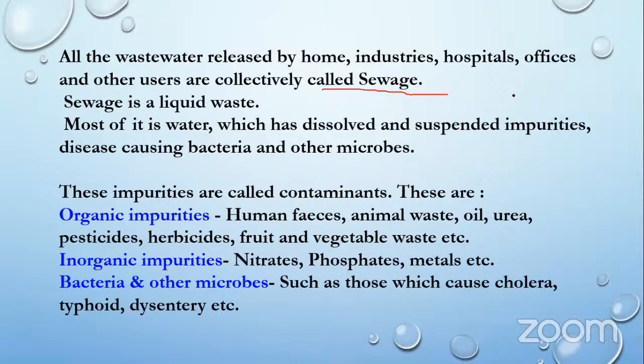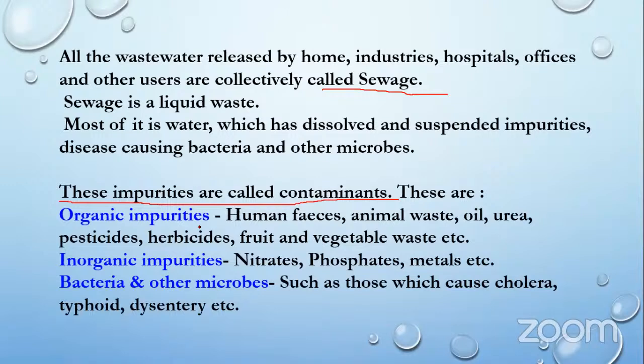So broadly, these impurities are called contaminants. Okay, all these words you have to know the meaning. The impurities which are present in the sewage water are called contaminants. So what all are there? These are of three types: organic impurities, inorganic impurities, bacteria and other microbes.